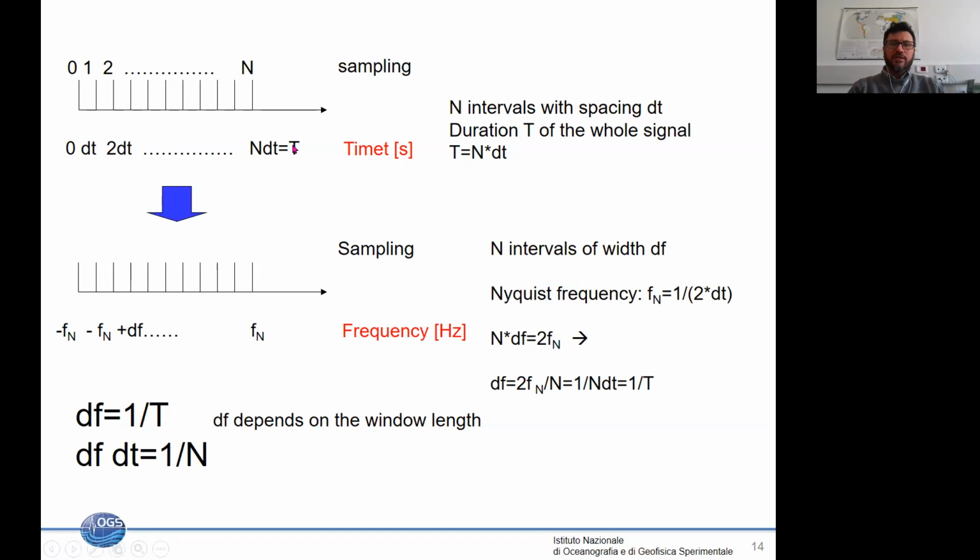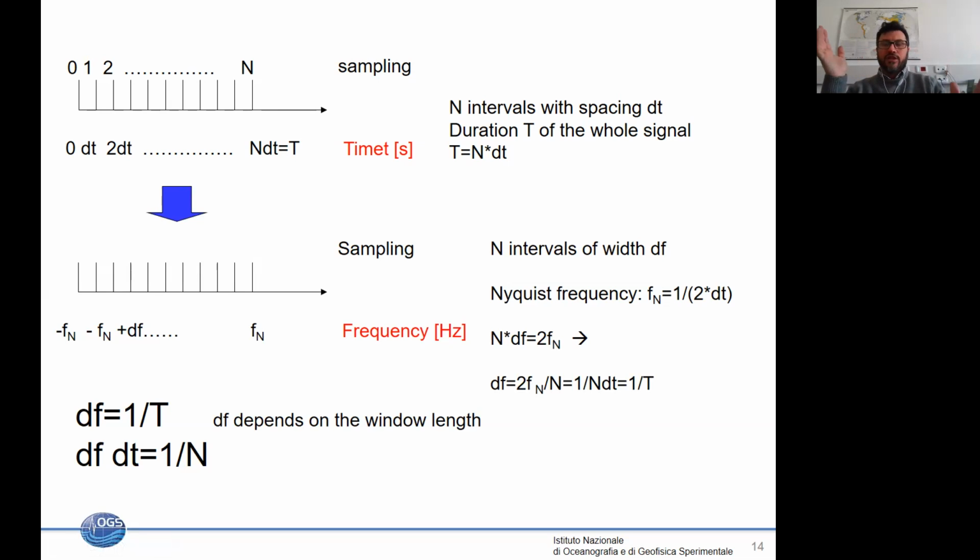If T here is 1 second, my delta f, so my step in the frequency domain of a Fourier transform, will be equal to 1 divided by T, so it will be 1 hertz. If I have a longer window, let's say 10 seconds, my step in frequency in my analysis will be 1 divided by 10, so 0.1 hertz.